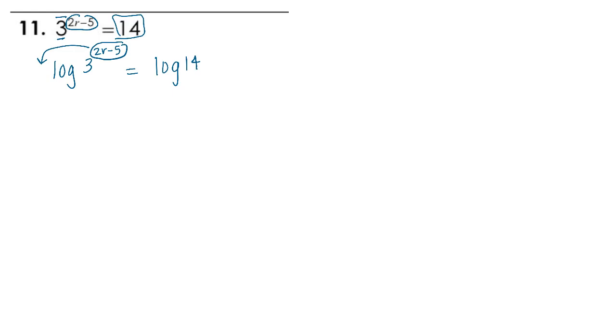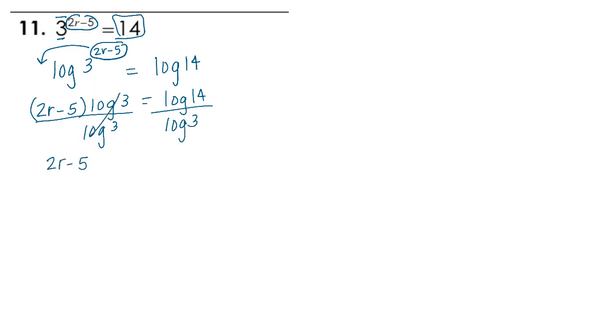So we're going to have 2r minus 5, and that's going to be times log 3 equals log 14. And since we don't have another variable on the other side, it was okay for us to go ahead and divide by log 3. And so we have 2r minus 5 equals log 14 over log 3. And we're going to add our 5 over and then divide by 2.